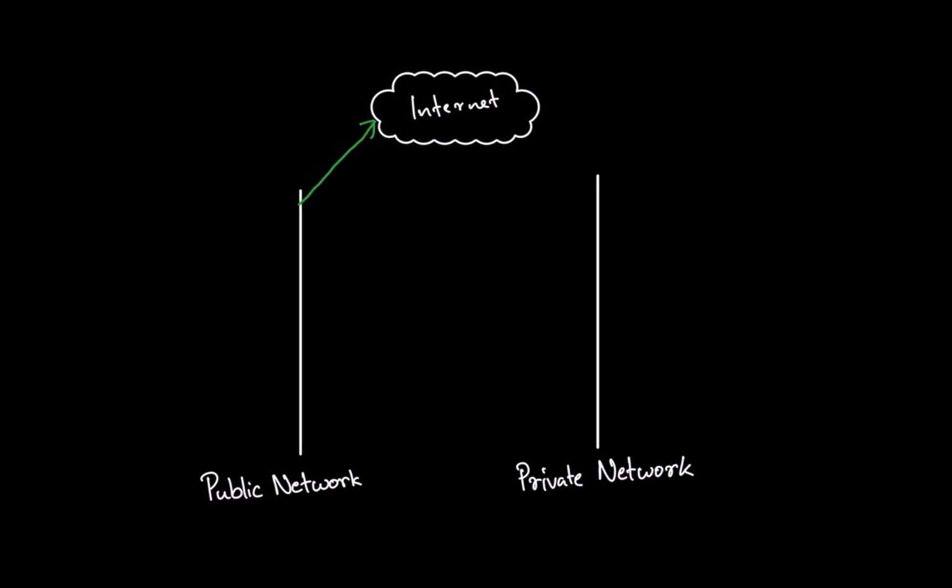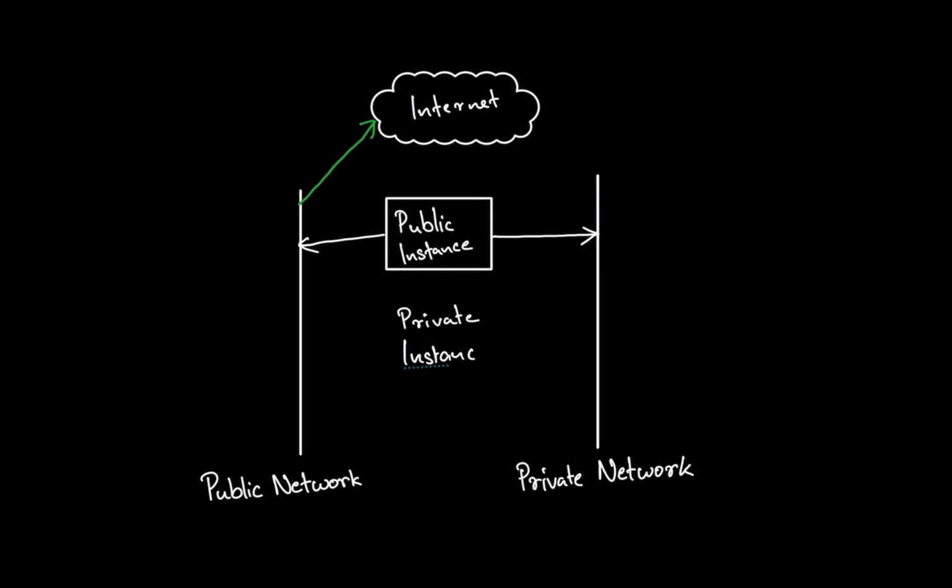Now let's create two servers. OVH calls these servers instances. So, here is the public instance, which is connected to both private and public networks. The second instance will be configured as a private instance, connected exclusively to the private network. This instance is isolated from the internet. No inbound or outbound connectivity.